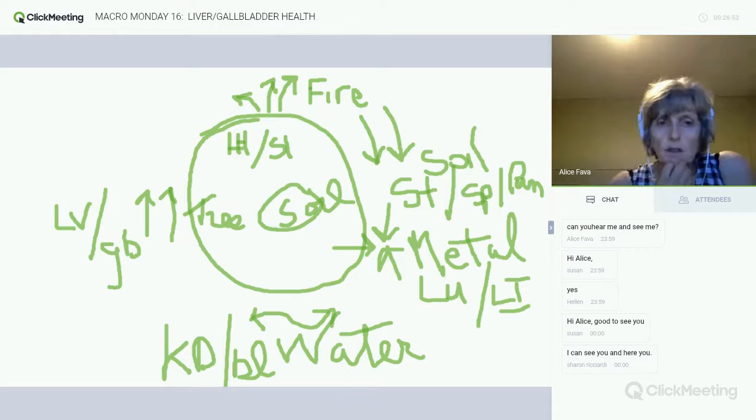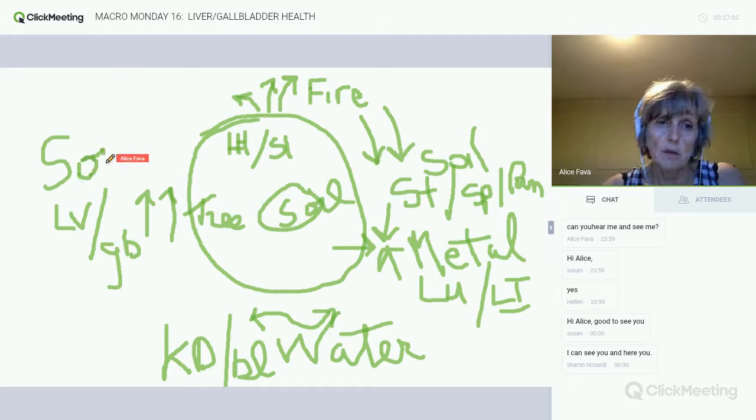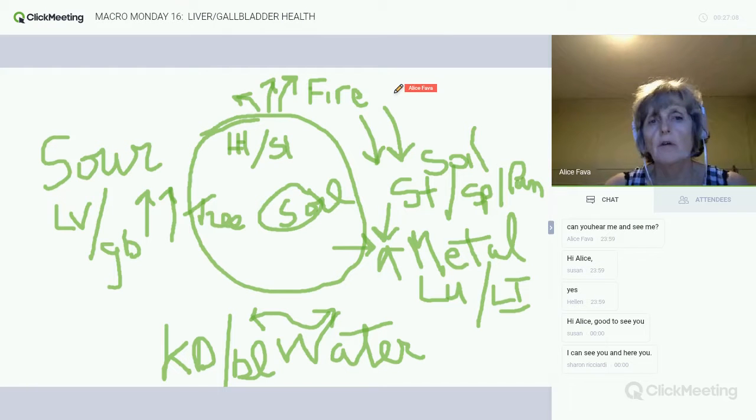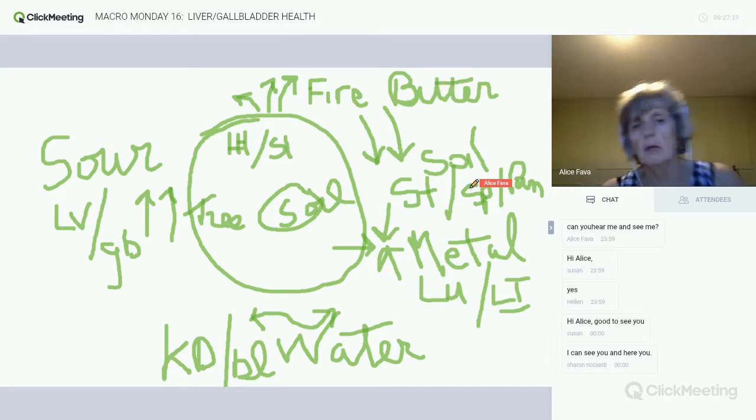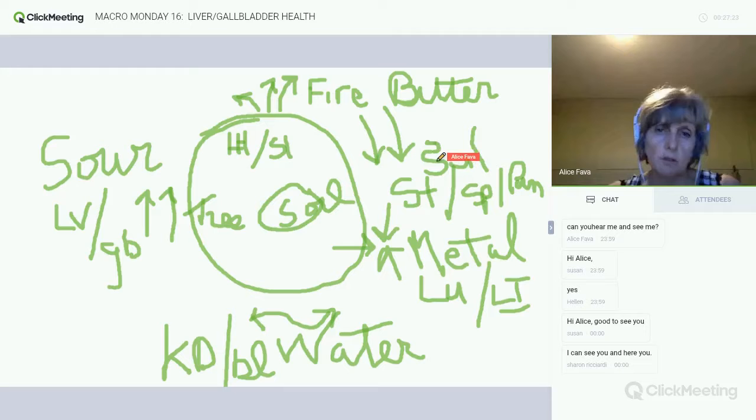In terms of taste, I forgot to mention that, except I mentioned it for soil. So for tree energy, for liver, gallbladder, sour taste. Okay, so sour apple, lemon, very nourishing for the liver, gallbladder. Fire is bitter taste. Bitter. For soil energy, I already mentioned it's a sweet taste.